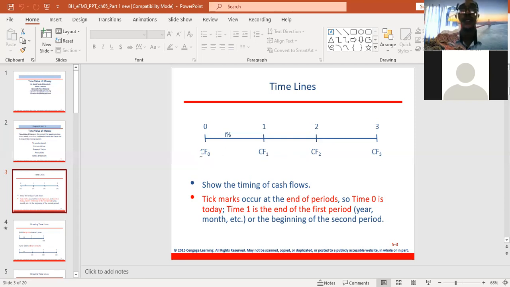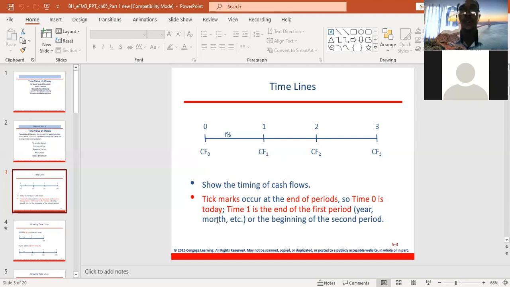For example, CF0 means cash flow in time 0. CF1 means cash flow in time 1. CF2 means cash flow in time 2. And CF3 means cash flow in year 3. It is also important to know that this tick has meaning. This tick means that the cash flow occurs at the end of year 0, at the end of year 1, at the end of year 2, and at the end of year 3. Very important. Tick marks occur at the end of the period.